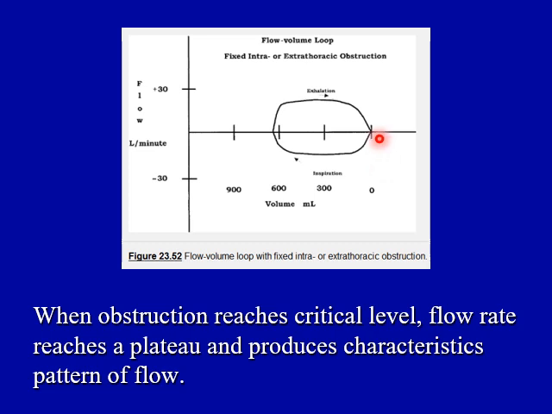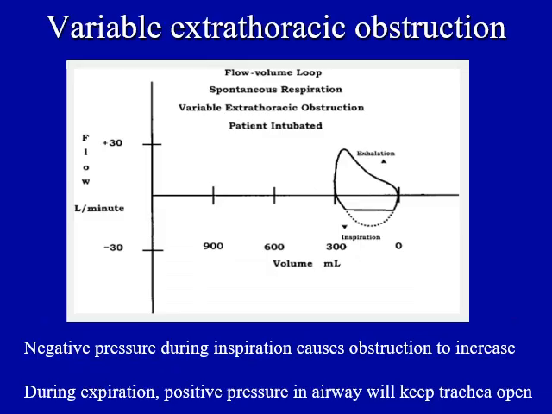So this is the flow volume loop. Here we can see there is a decrease in both inspiratory flow and also expiratory flow. This indicates fixed intra or extrathoracic obstruction. So the flow of gas is limited both during inspiration and expiration. So this is either a fixed intra or extrathoracic obstruction.